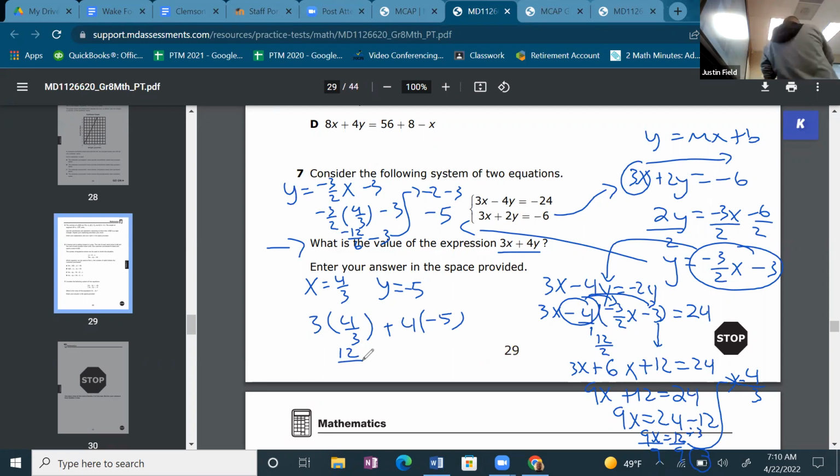So in case you're thinking to yourself, I'm gonna fail, that's what they want you to think. No, you're not. You're gonna prepare. So 12 over 3 is 4, and 4 times negative 4 is -16. And we're gonna check the answer.